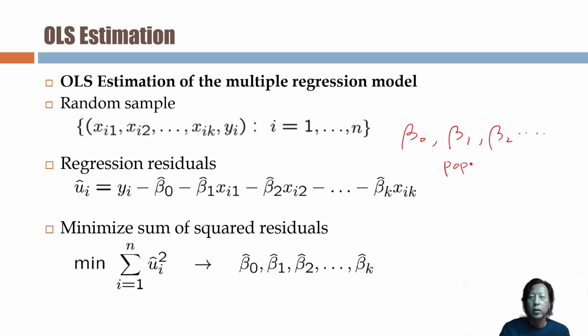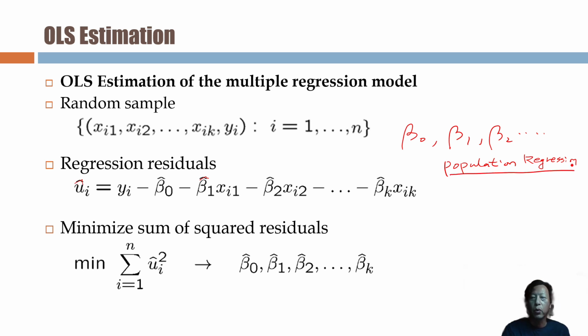these are the population regression coefficients. This is the estimate because we are using a sample, right? So you can calculate the residual also.